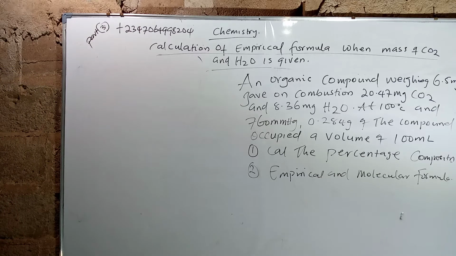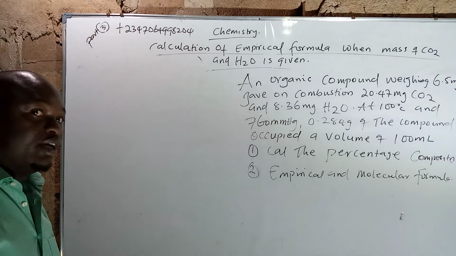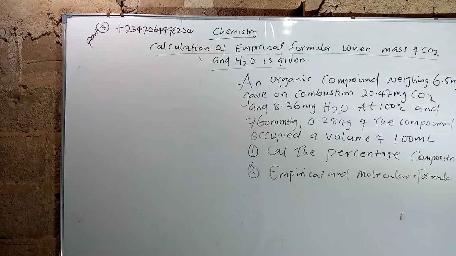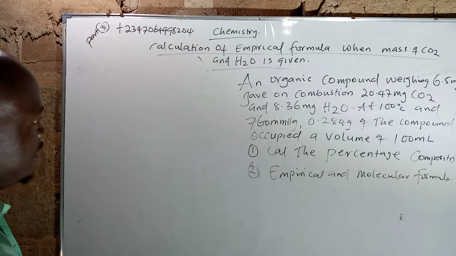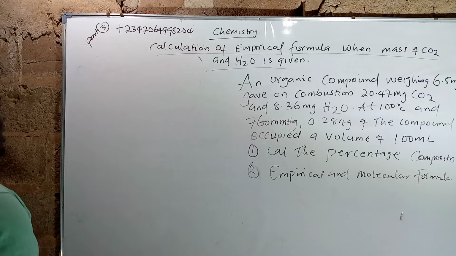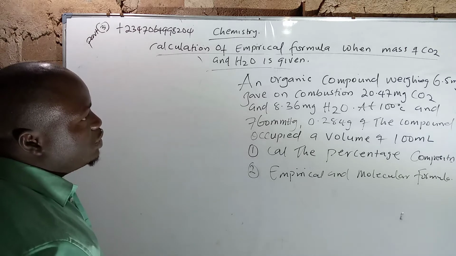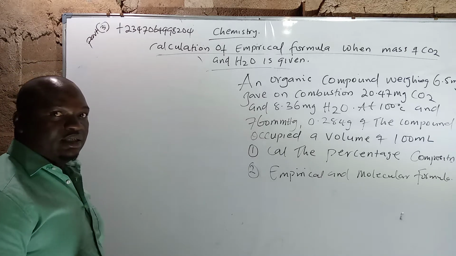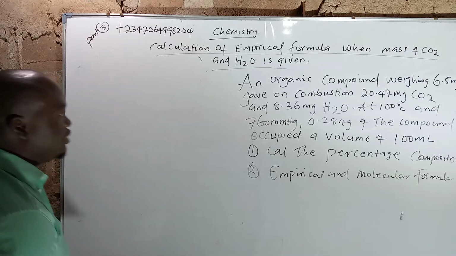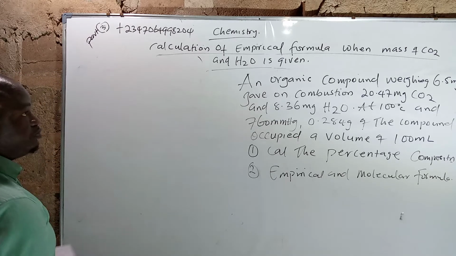Let's go. Now, of course, the first thing for us to do in this, this is probably one of the most difficult questions you will see under empirical formula. We have to get the mass of carbon and hydrogen, and then from there we'll get the molecular mass, and then the question is over. Now, let's get to work.